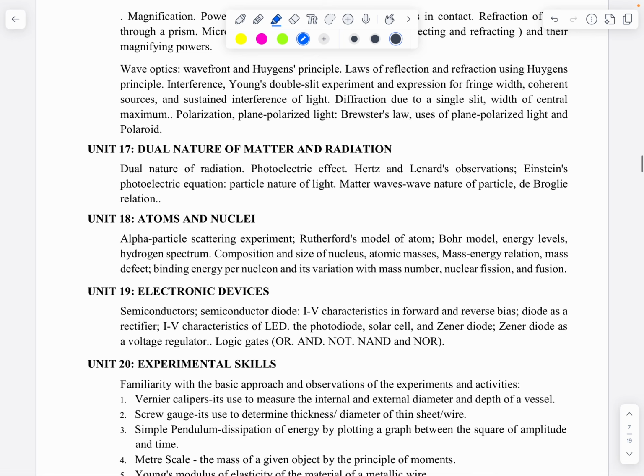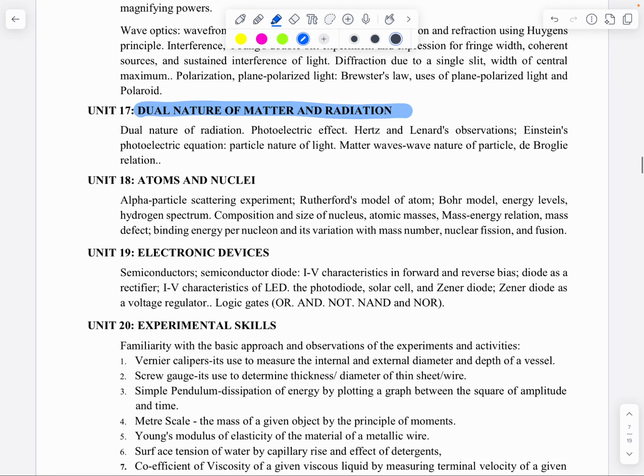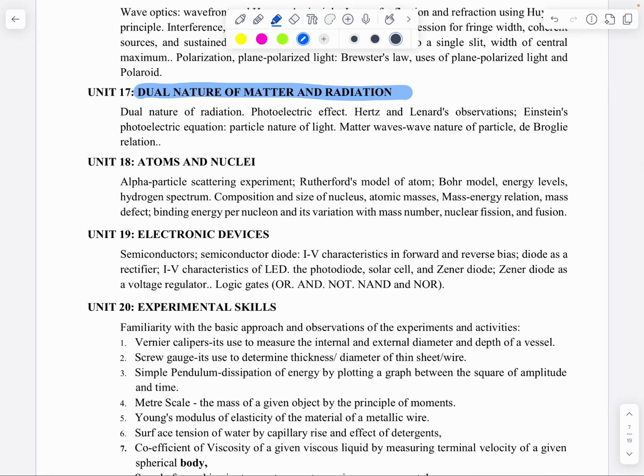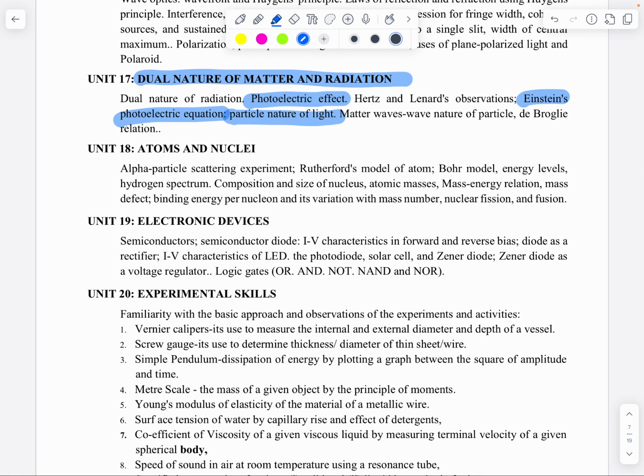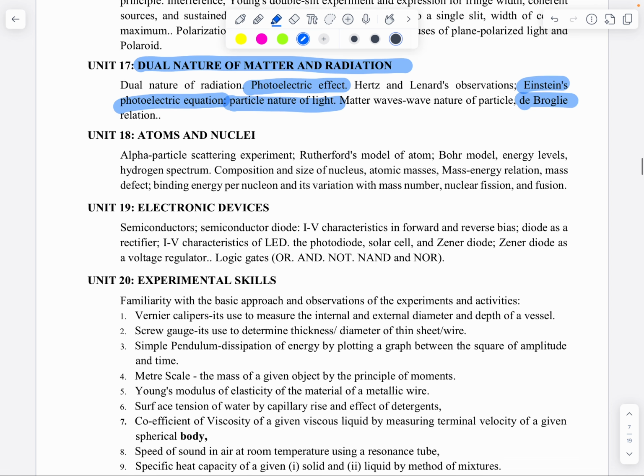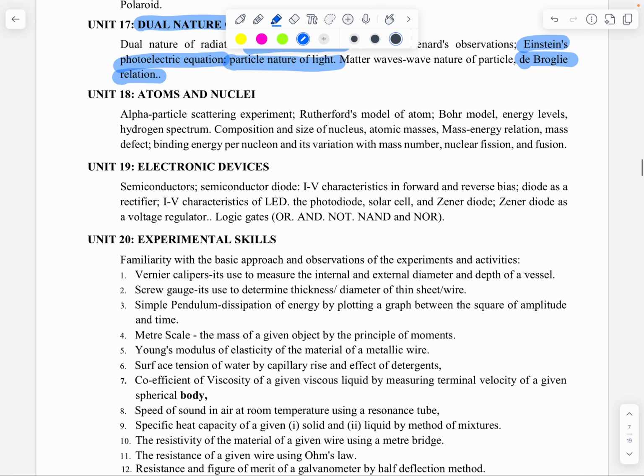The next unit is dual nature of matter and radiation. This is a very small chapter, so not many topics are asked from this chapter. The important topics are the photoelectric effect and the photoelectric equation given by Einstein, particle nature of light, and the de Broglie wave equation also. The next unit is atoms and nuclei.